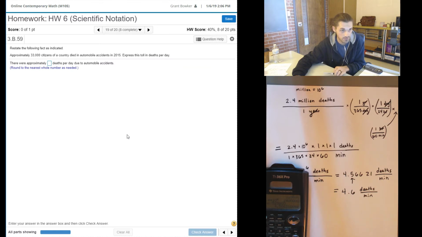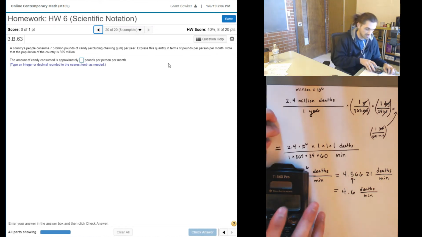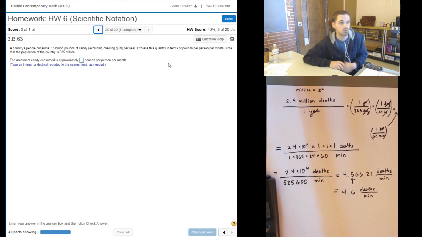I'll let you try this one. It's very similar to what we just did, and I think that should round us out. And I'll let you also try this one. It follows a similar process, but instead of looking at deaths per year, you're looking at the amount of candy eaten per year. So a couple words on this one.